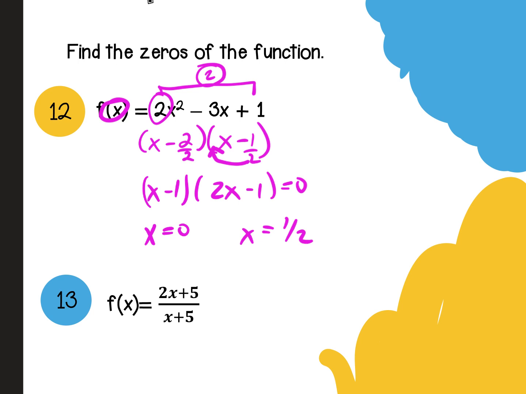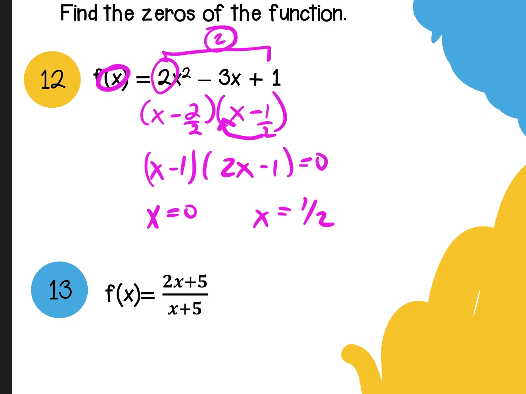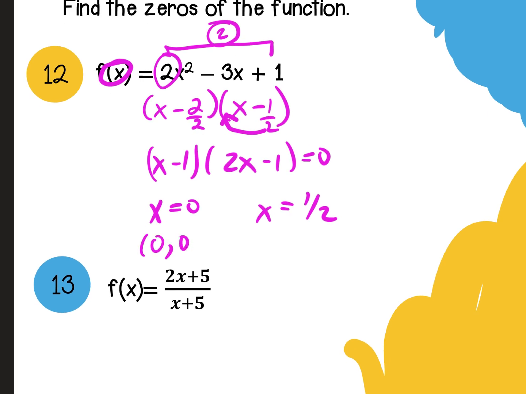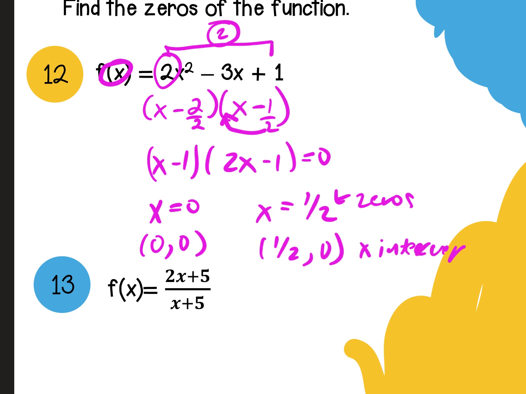Now, if they ask you for the zeros of the function, they want to know what x equals. If they ask you for the x-intercepts, how would you write this? 0, 0, good, and 1/2, 0. Just answer the question how it's asked. This is zeros, and this is x-intercepts. Yeah, I have no idea why I wrote that. I was thinking to plug in 0, my bad. X-intercepts are ordered pairs. Zeros are just what does x equal.